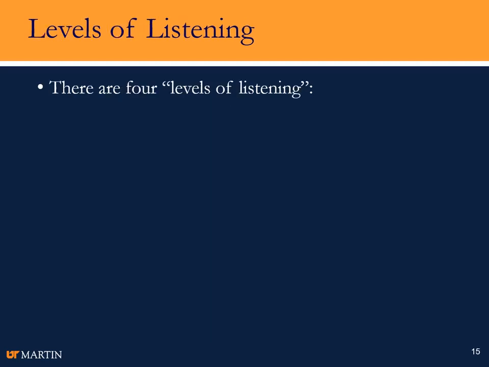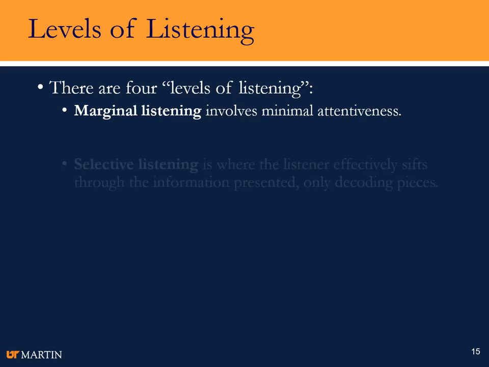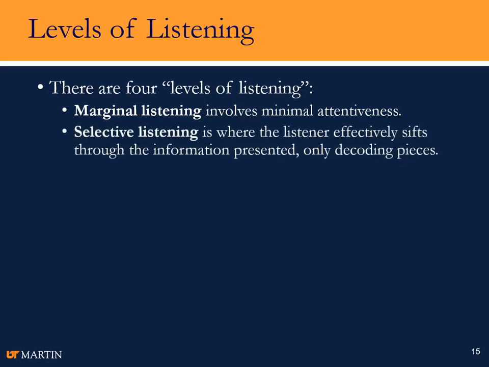There are 4 levels of listening that we're going to talk about in this course. The first is marginal listening. This marginal listening involves minimal attentiveness. You're not paying very much attention. Maybe you're doing something else while you're watching this lecture. Selective listening is where you sift through the information, but you only decode the pieces that you want to decode.